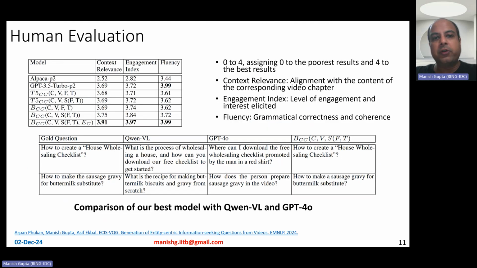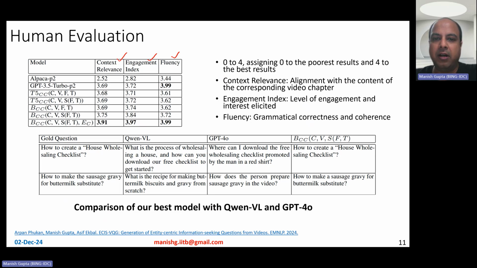Okay. So we also tried to do human evaluation of the best model and asked people about 3 different factors on which they can evaluate these automatically generated questions: contextual relevance, engagement index, and fluency. We told humans to evaluate the generated questions from various models and give a score between 0 to 4 on these 3 different metrics. Context relevance means how much the question aligns with the content of the corresponding video chapter. Engagement index means what is the level of engagement and interest in this question.